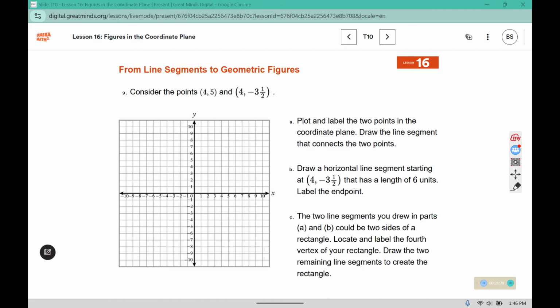Consider the points (4, 5) and (4, -3.5). Plot and label the points in the coordinate plane. Draw the line segment that connects the 2 points. So 4 to the right and 5 up, and then 4 to the right and 3.5 down. 1, 2, 3 and a half. Then draw the segment that connects them.